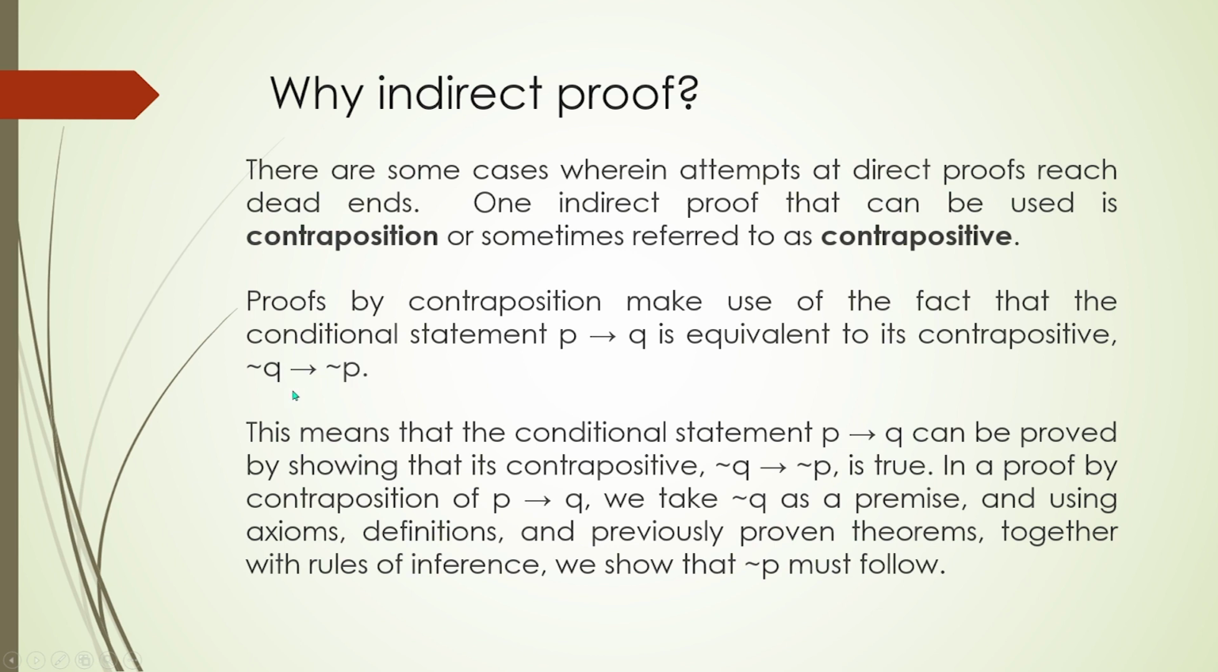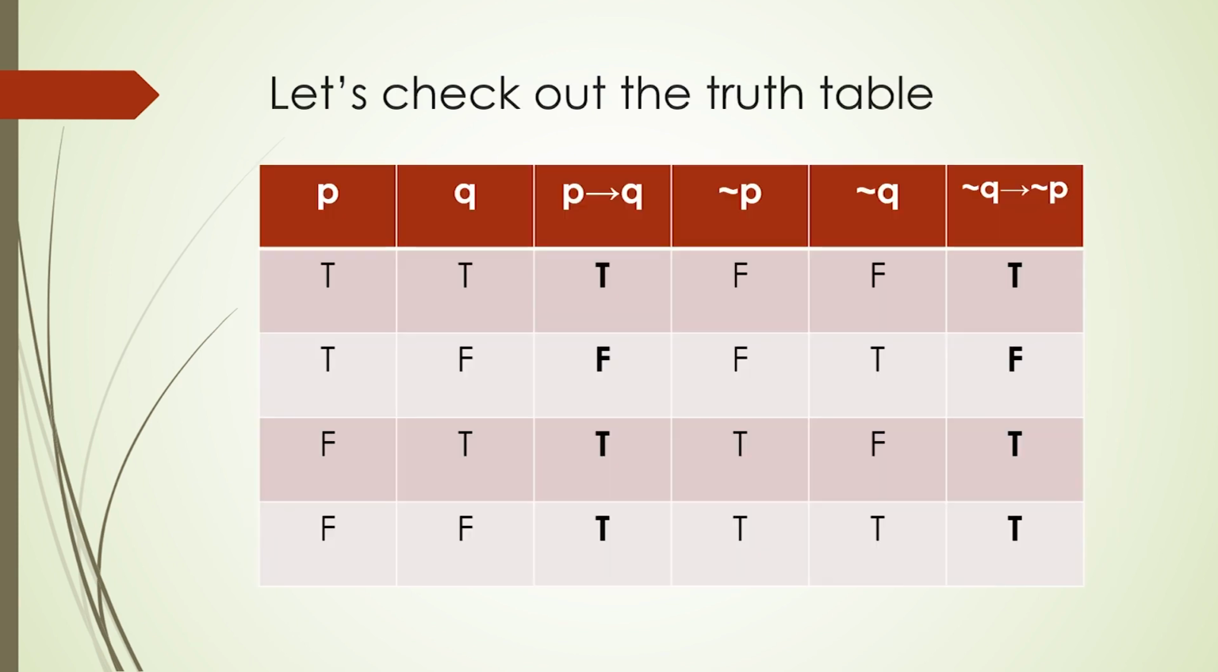So you say, it looks 100% different, right? So this is the original P going to Q, while this one is not Q going to not P. But there is a way for us to show that they are 100% the same, and that is by truth table. So from our discussion of logic, we have shown that this is the truth values for P implies Q.